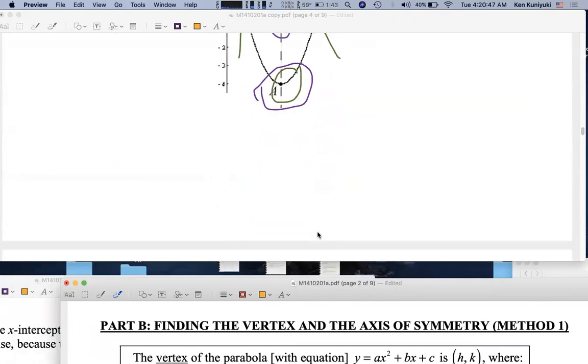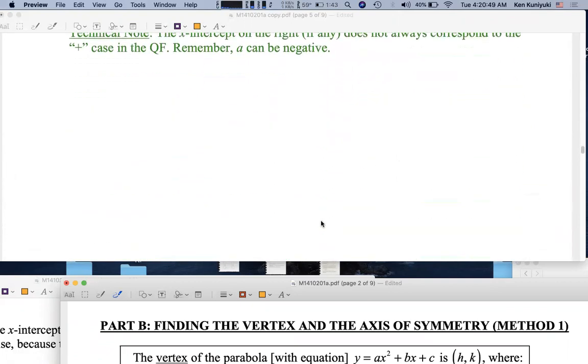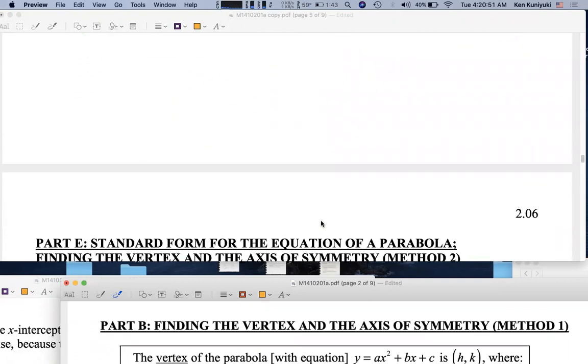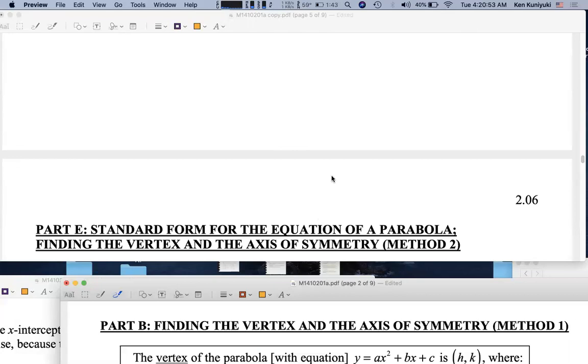All right. Next up, what is another way that we can find the vertex?